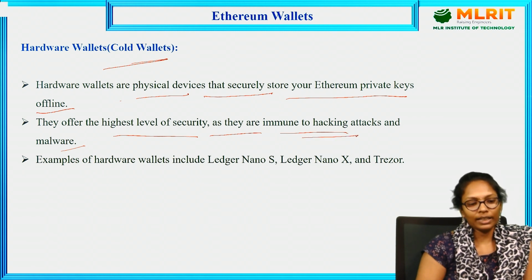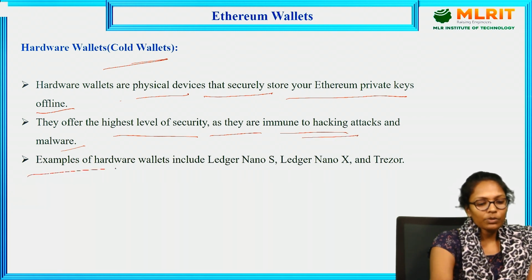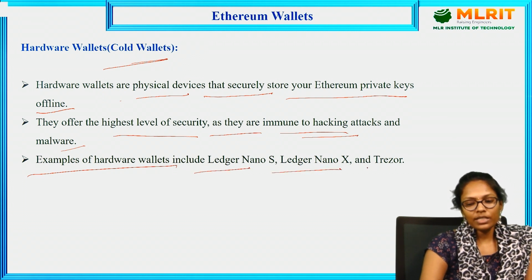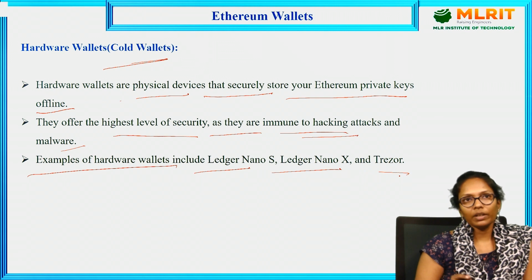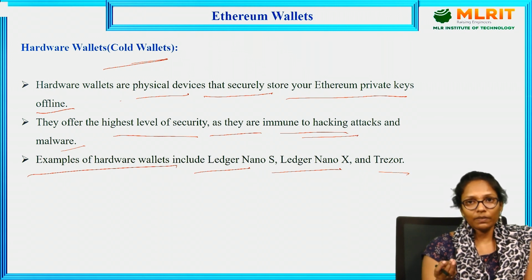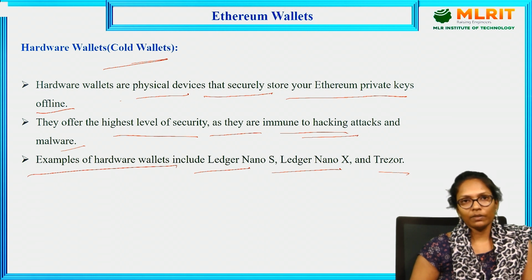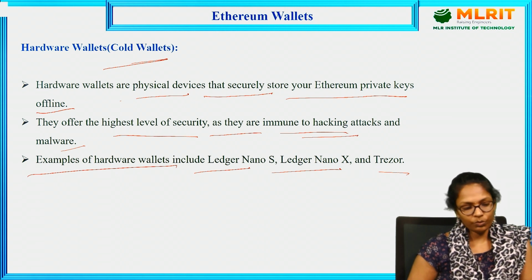hacking attacks. So coming to the examples of these hardware wallets: Ledger Nano S, Ledger Nano X, and Trezor. So these are all different hardware wallets. We will get a device, and in that device, we are going to store our public key as well as private key. Using that device, you can transfer the funds and you can also receive the funds.